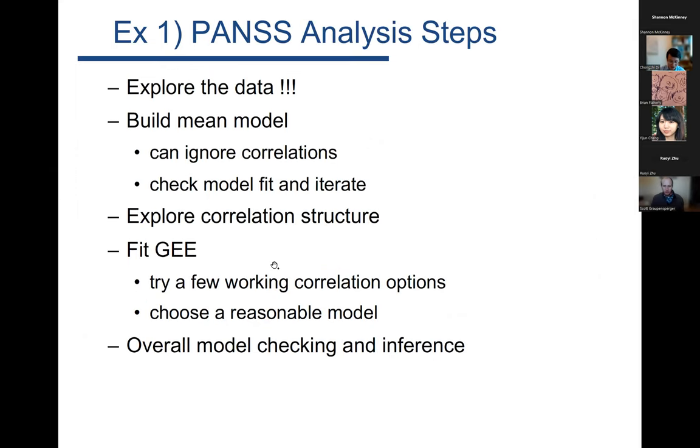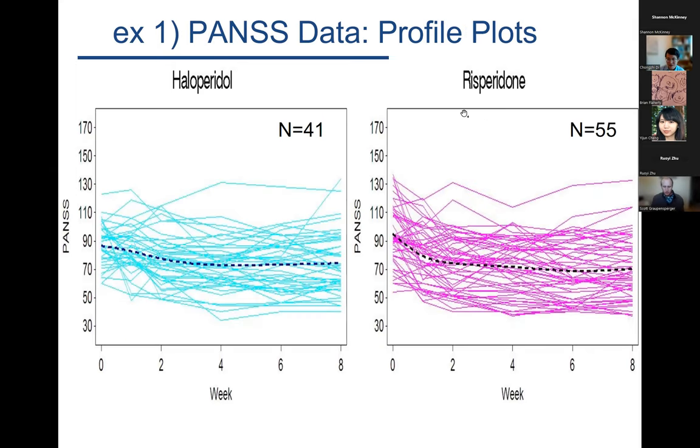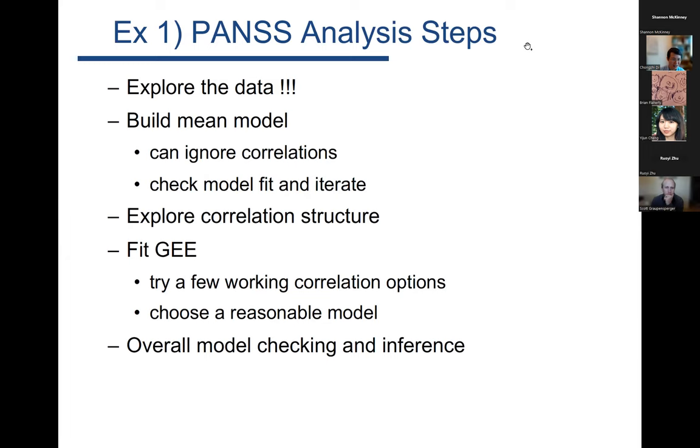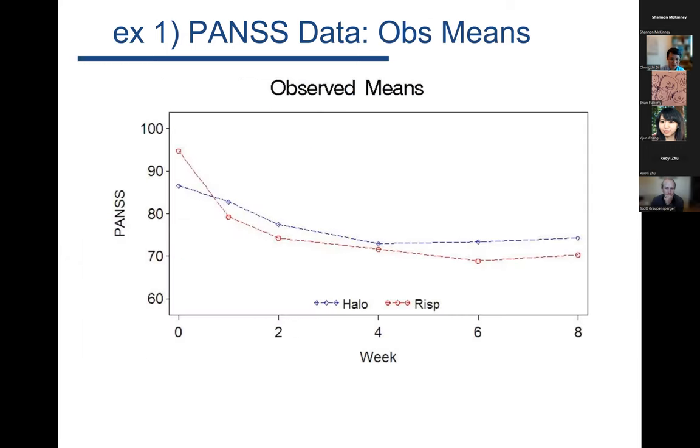On the right-hand side, in the other arm, you observe a similar phenomenon. So that means there seems to be pretty strong, obvious evidence of within-subject correlation. That probably also means that if you run a regular regression, you have some issues. Now the next step is, let's think about building a statistical model.